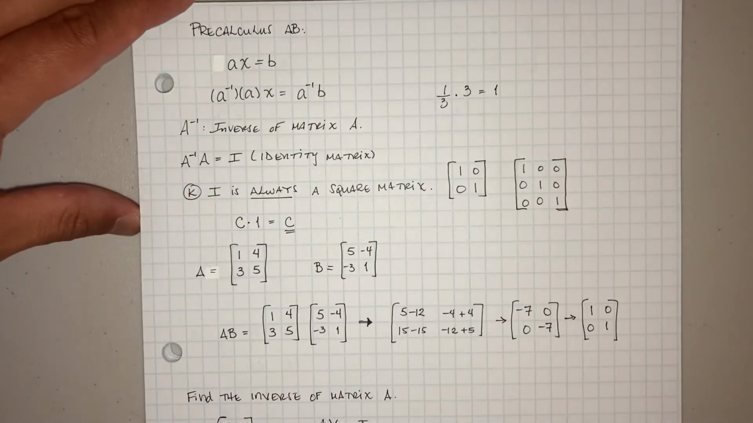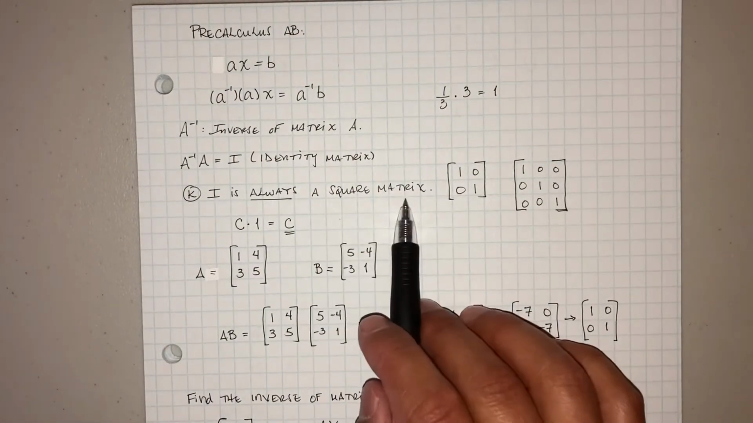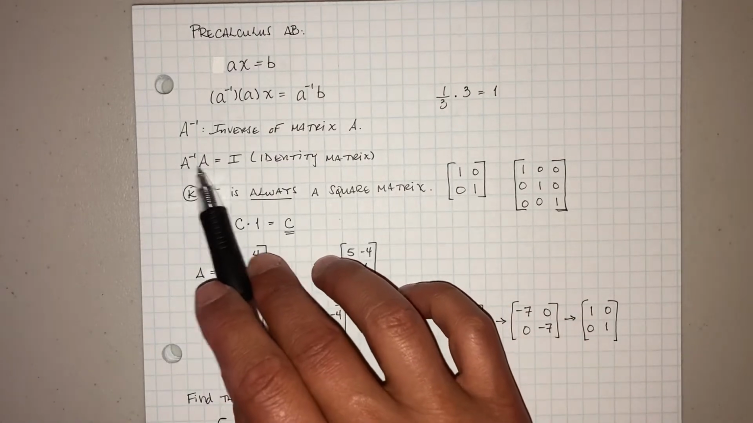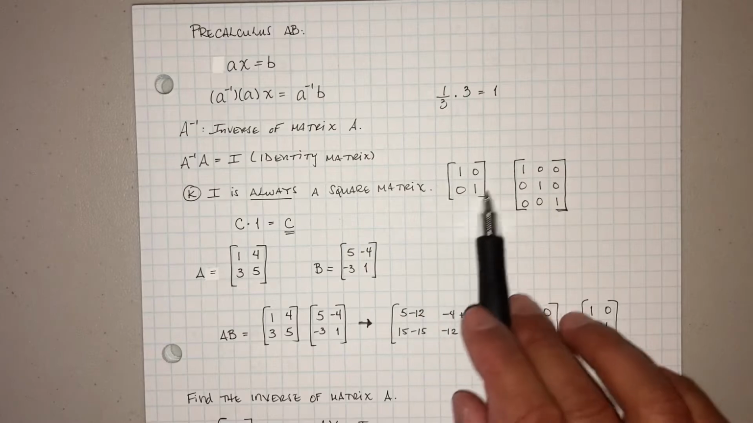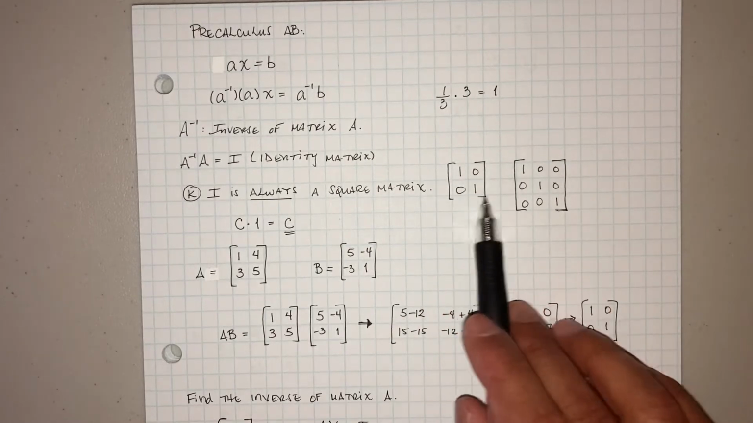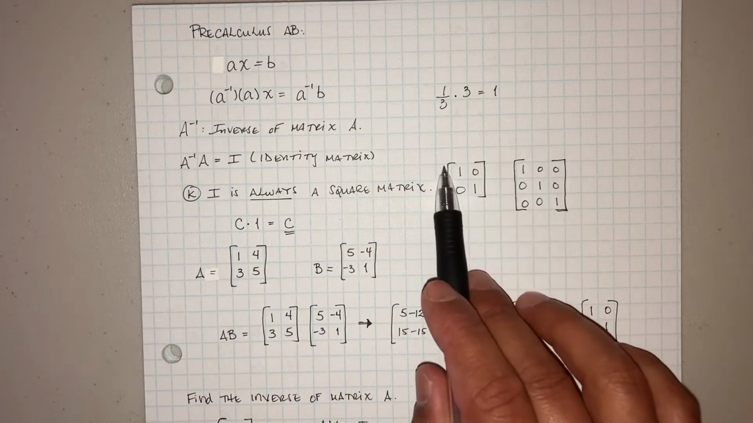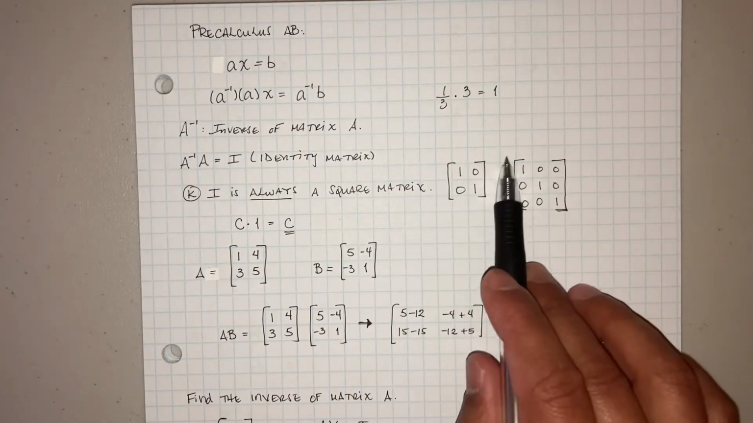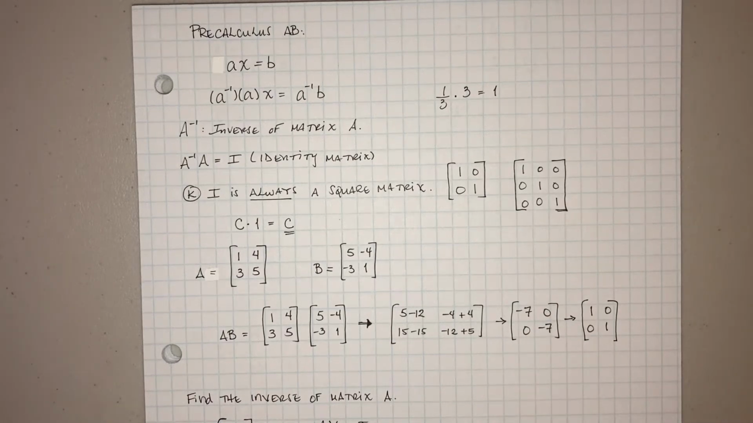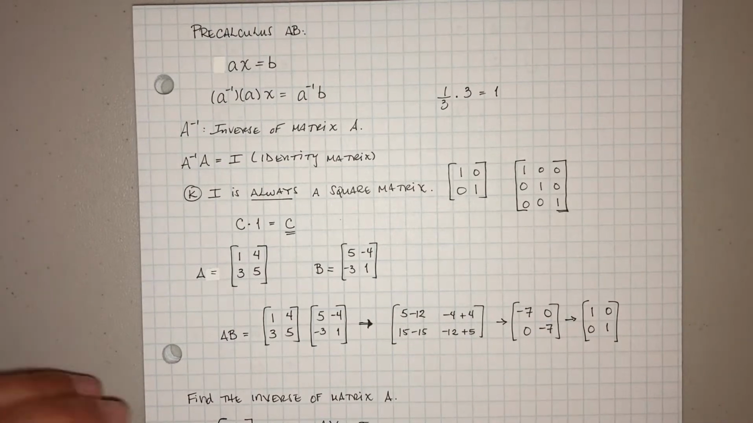So the identity matrix is always a square matrix, and it looks like this. When you multiply out your two matrices, they should give you something that looks like this. And they're always square. You see this is a 2 by 2. This is a 3 by 3. And you notice there's a 1 along the diagonal here, and everything else is 0. So we call this the identity matrix. If your professor starts talking about that, you understand what that means.